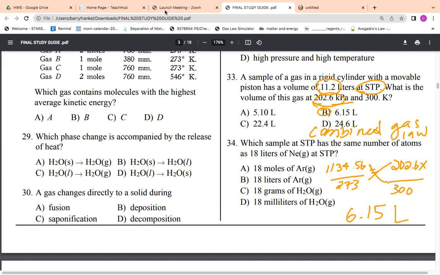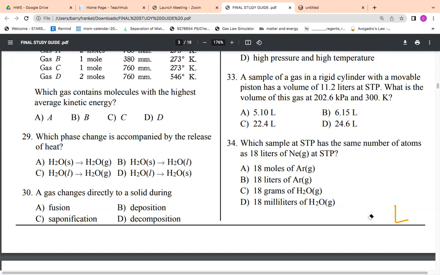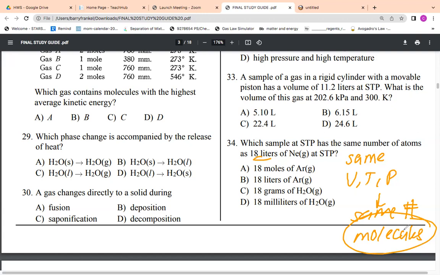All right. Next question. I love these questions on the regents because they're like giveaway questions. Please don't get these ones wrong. This is really talking about Avogadro's law, Avogadro's hypothesis. Which sample at STP has the same number of atoms as 18 liters of neon gas at STP? It doesn't matter what gas you're comparing it to. It doesn't have to be the same gas. Any two gases at the same volume, temperature, and pressure will also have the same number of molecules. And it is really important that you remember that this has to do with molecules, not atoms.